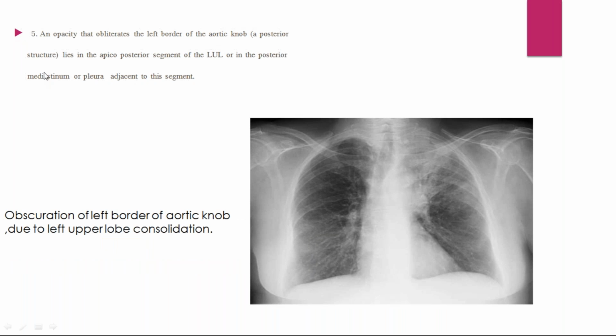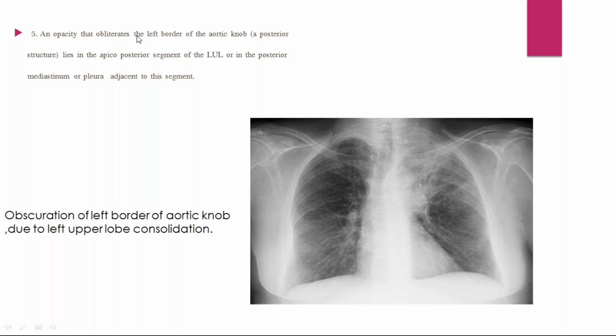We have completed the right side. Now coming to the left side, a radio-opacity that obliterates the left border of the aortic knob. As I have already told you, this aortic knob is posterior, whereas the ascending aorta is anterior. Therefore, if the ascending aorta border is obscured, it means the pathology is anterior. If this is obscured, it means the pathology is posterior.